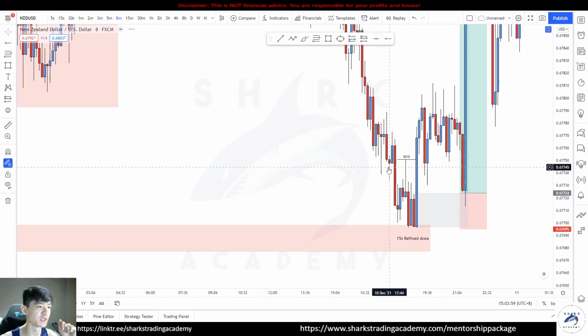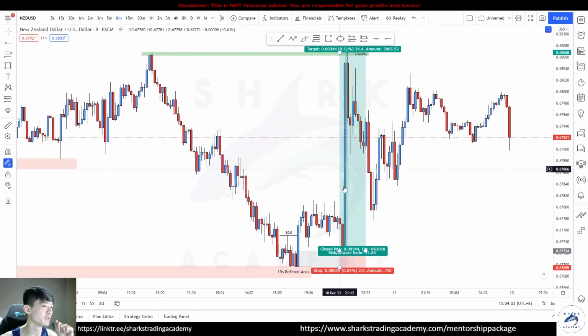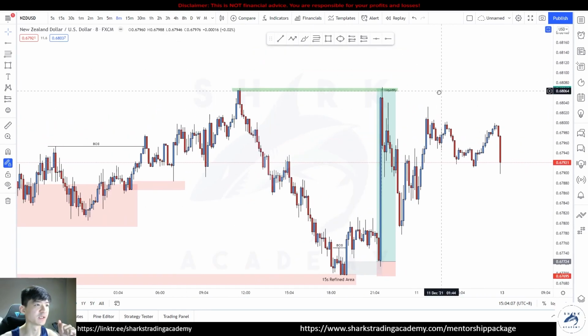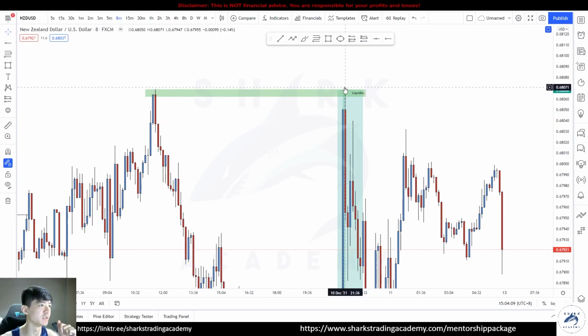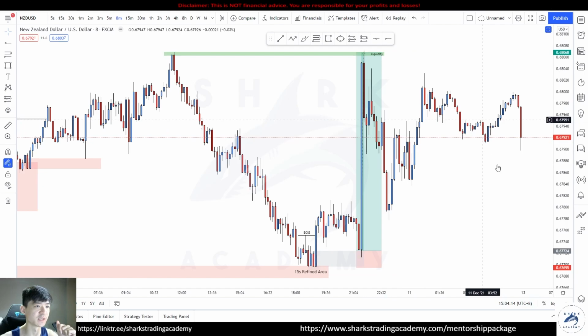So this was an 8 minutes demand, and this is where I caught the news movement and smashed TP within 5 to 10 minutes. You can see over here, this was the liquidity. Price indeed grabs liquidity. You can see this wick grabs liquidity and then starts to move downside.